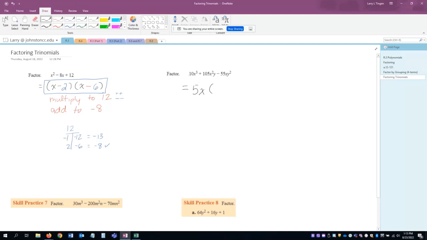10x cubed divided by 5x. 10 divided by 5 is 2. X cubed divided by x is x squared. Plus 105 divided by 5 is 21. X squared y divided by x is xy. And negative 55xy squared divided by 5x. Negative 55 divided by 5 is negative 11. Xy squared divided by x just leaves me y squared.